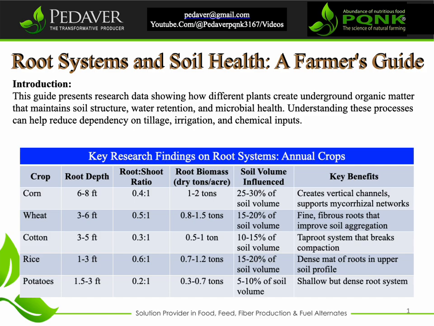Rice: 1 to 3 feet, 0.6 to 1, 0.7 to 1.2 tons, 15 to 20% of soil volume. Dense mat of roots in upper soil profile. Potatoes: 1.5 to 3 feet, 0.2 to 1, 0.3 to 0.7 tons, 5 to 10% of soil volume. Shallow but dense root system.